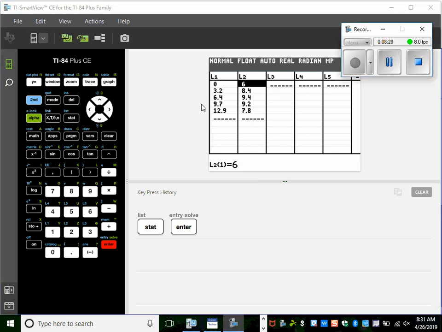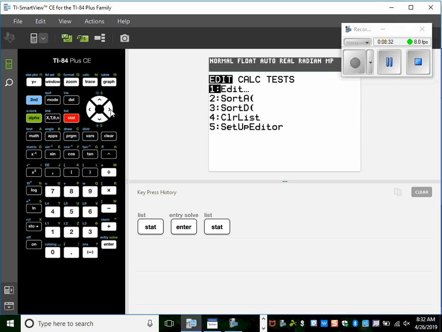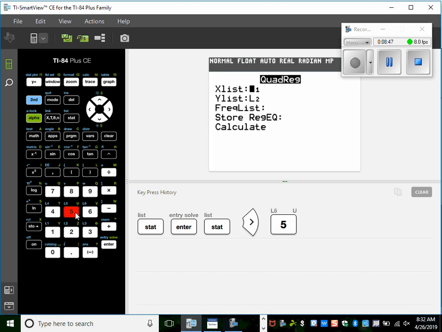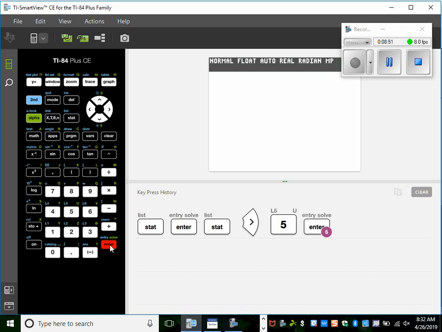Okay, so once you have your numbers in, you go back to stat just like you normally do. You go over to calc, but since the directions say find the equation of the quadratic curve of best fit, it gives your hint: quad, number 5. Okay, and then again, just keep hitting enter. And you should have these 3 numbers. How many people had these 3 numbers?